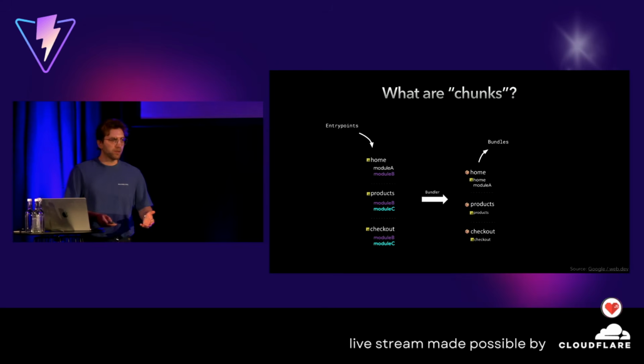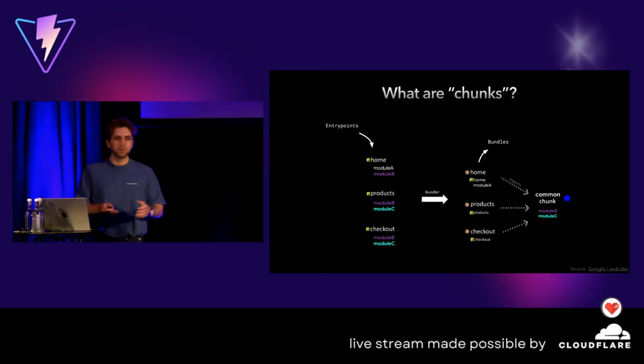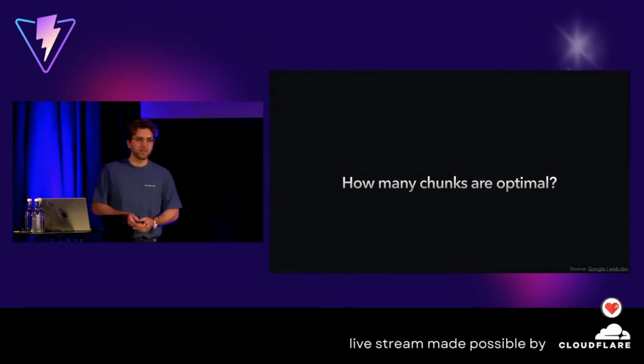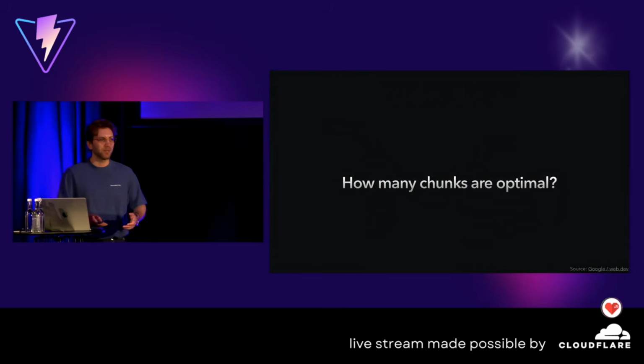Then a bundler comes in and turns those into bundles. For example, we have the home bundle that contains the home JavaScript. We have the products bundle and the checkout bundle. What all of those have in common is they import from a common chunk. And that's what a chunk is. The common chunk has other modules where other bundles import from. Now, this was very simplified. Most websites don't have only one chunk, they have lots of chunks.